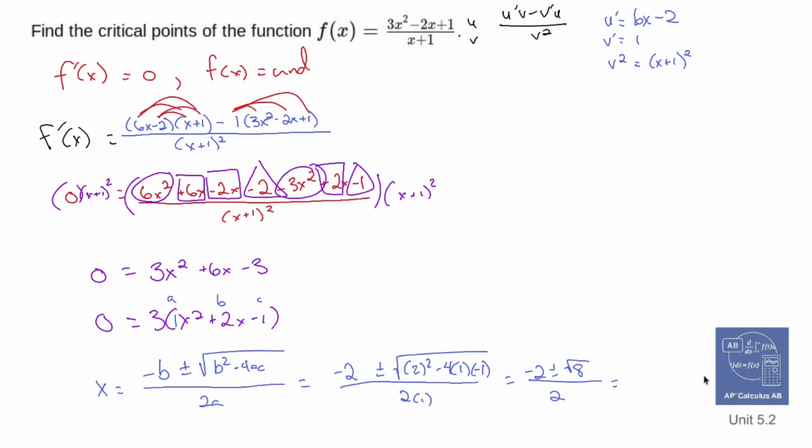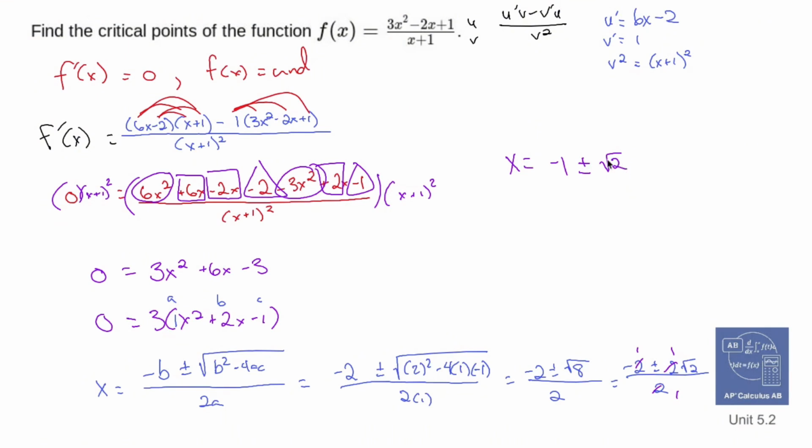8 is 2 times 4, so I can rip out a 2 and keep it 2 all over 2. And so when I clean this up and put it up here, all these 2's simplify to a 1, like that. And so we have negative 1 plus or minus the square root of 2. So those are 2 of my critical points.